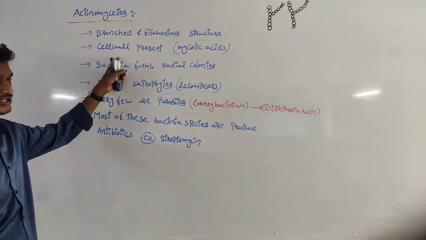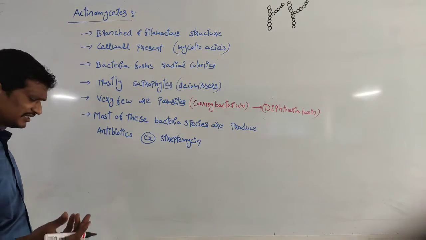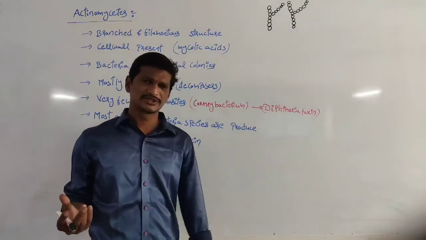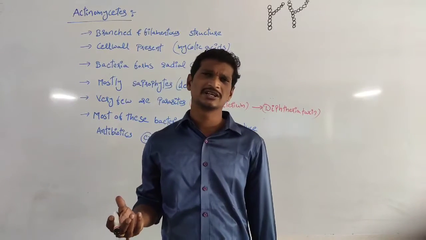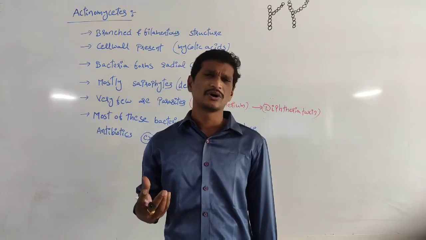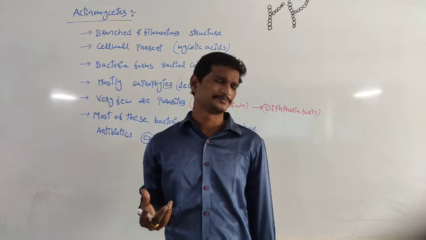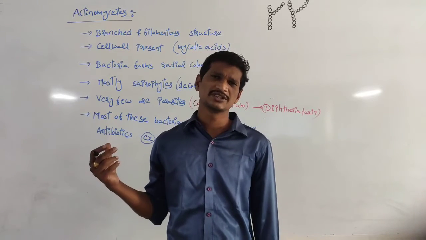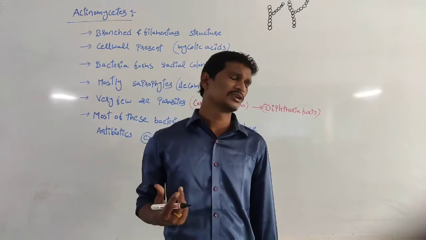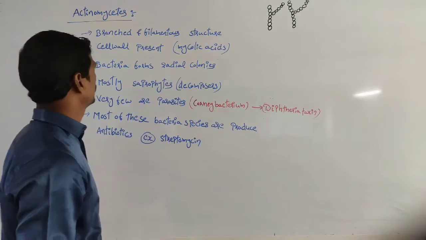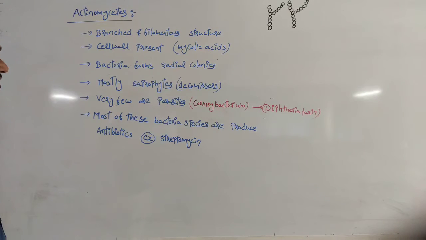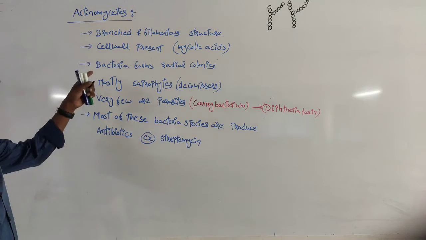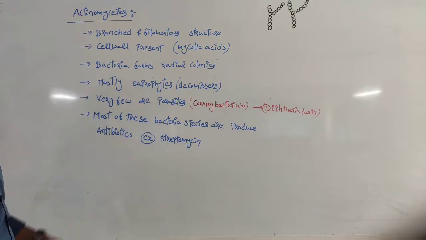And the cell wall is present. Remember, in these bacteria, cell walls are present. The composition of the cell wall is mycolic acids. What we discussed in the last bacteria, mycoplasma, the cell wall is absent. Here cell walls are present, and the composition of the cell wall is mycolic acids. That is about the actinomycetes and the cell walls. And the bacteria form radial colonies.